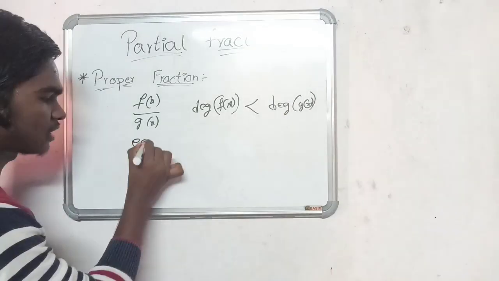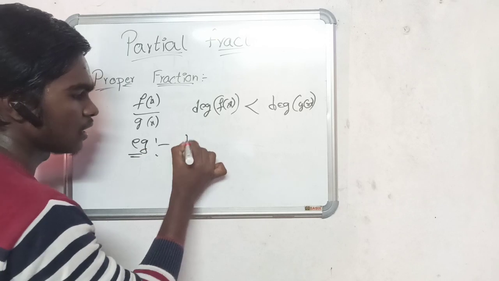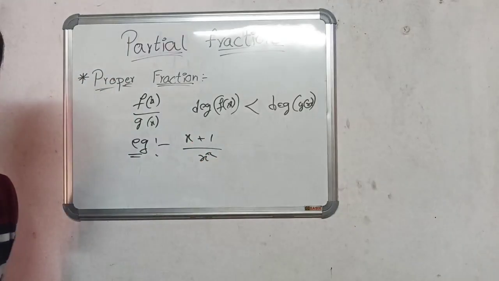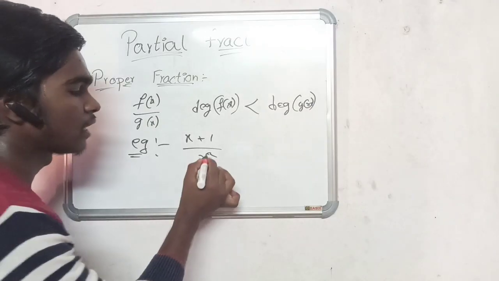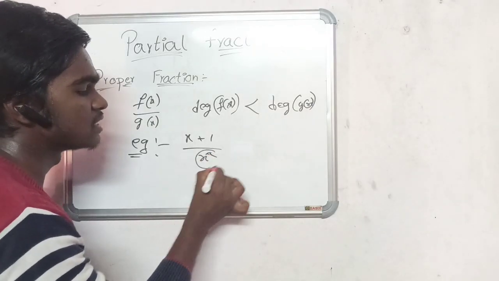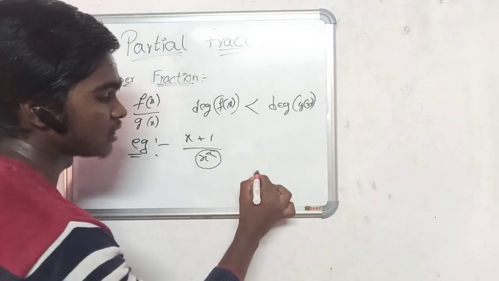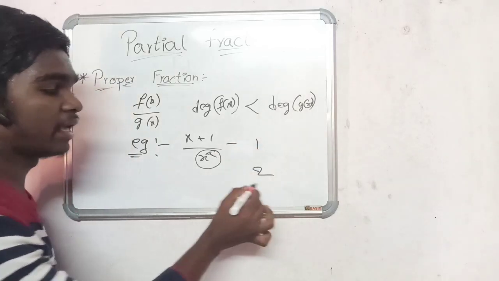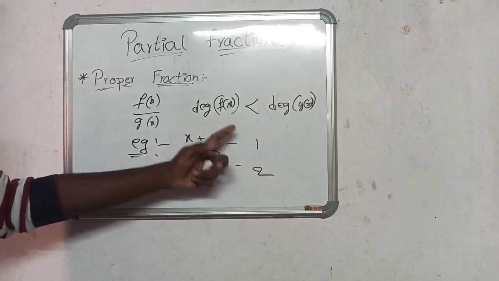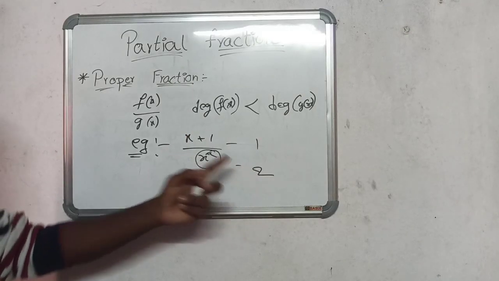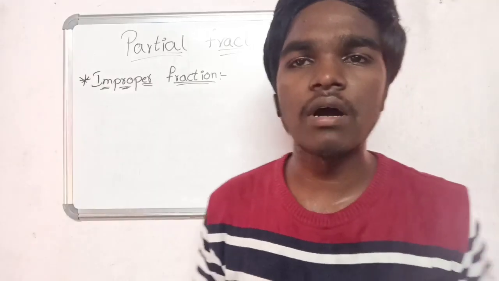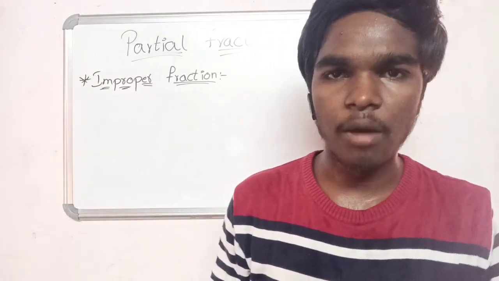Example for a proper fraction is x plus 1 by x square. In this expression you can clearly observe that the degree of g of x is 2 and the degree of f of x is 1. Here the degree of f of x is less than the degree of g of x, so this is called a proper fraction. Next keyword, improper fraction.